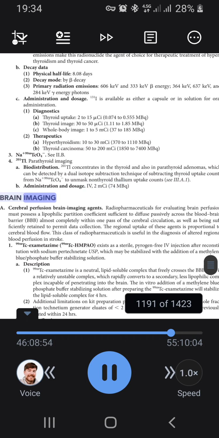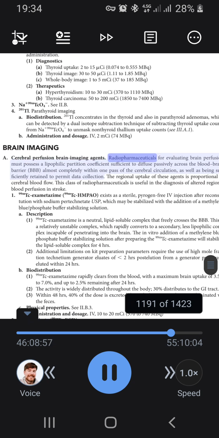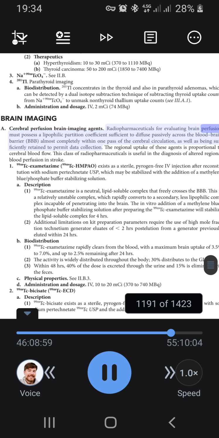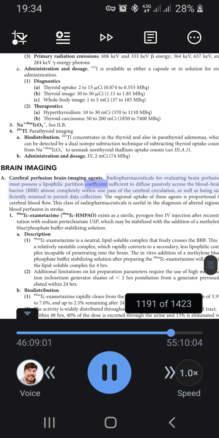IX. Brain imaging. A. Cerebral perfusion brain imaging agents. Radiopharmaceuticals for evaluating brain perfusion must possess a lipophilic partition coefficient sufficient to diffuse passively across the blood-brain barrier, BBB, almost completely, within one pass of the cerebral circulation, as well as being sufficiently retained to permit data collection. The regional uptake of these agents is proportional to cerebral blood flow. This class of radiopharmaceuticals is useful in the diagnosis of altered regional blood perfusion in stroke.